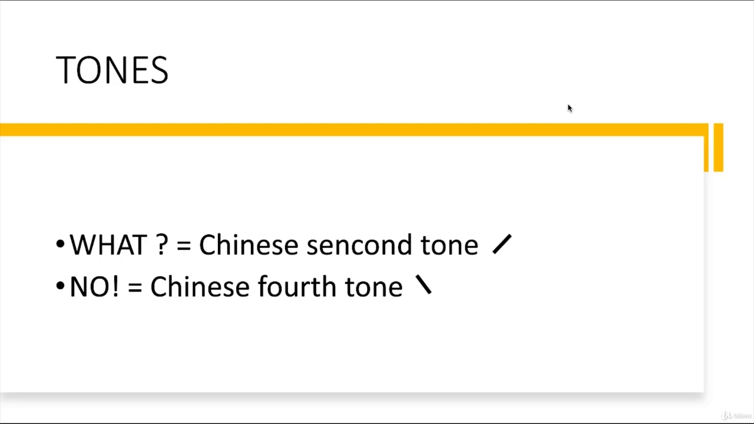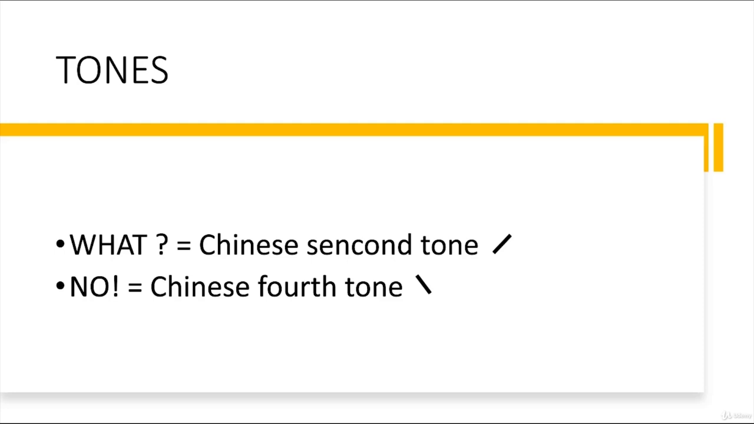Tones. Tones in Chinese are a lot like intonation in English. If you say yes with your voice going down, then you are making a firm statement. But if you say yes with your voice going up, then your meaning changes. You're probably confirming the information. When you change your tone from going down to going up, you change the meaning too. So, saying what with your voice going up is similar to Chinese second tone. If you're saying no, no, that is similar to Chinese fourth tone.